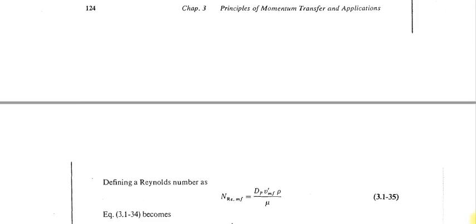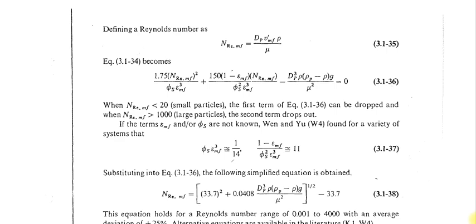Now this is the same equation in terms of Reynolds number. Here we just substitute dp Vmf rho by mu. It is the Reynolds number of fluid. It is not the Reynolds number of particle. It is the Reynolds number of fluid. Okay, so here we substitute for the Reynolds number of fluid, and this is also a similar type of property which we discussed in the last class.